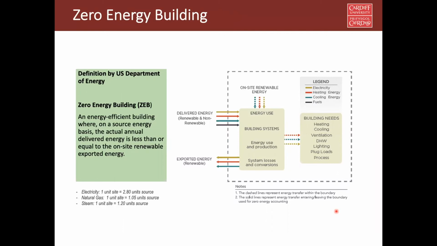Now there's a little thing we have to focus on, what we mean by energy. It's not site energy, it's source energy. So there is a variation between site and source energy. You can see here, for electricity, 1 unit of site energy is like 2.8 units of source energy. 1 unit of gas energy is like 1.05. This is in American terms. It depends on how the energy is produced. So it will be different in the UK.